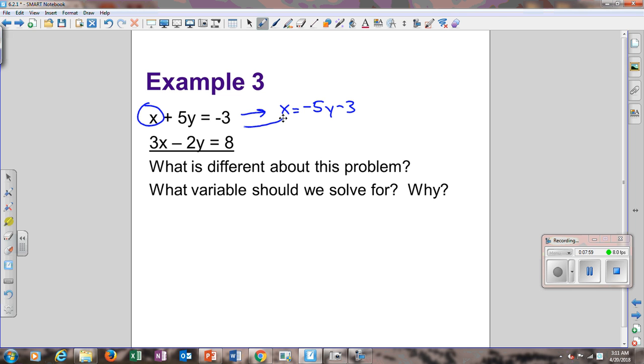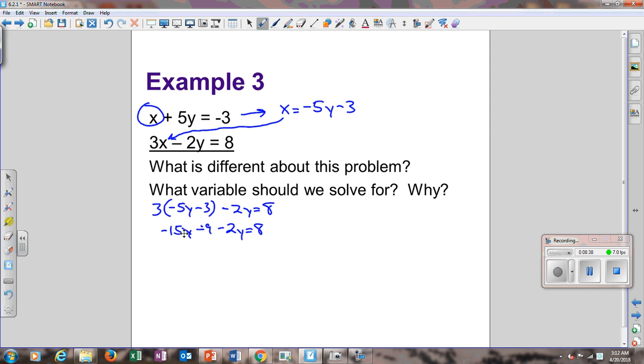Now you have x. So you plug it into the second equation for x, not y. Make sure you know what you're plugging it in for. Sounds stupid, but you'd be surprised. 3 times negative 5y minus 3 minus 2y equals 8. 3 times negative 5y gives you negative 15y minus 9 minus 2y equals 8.